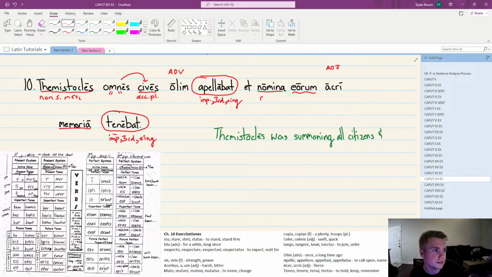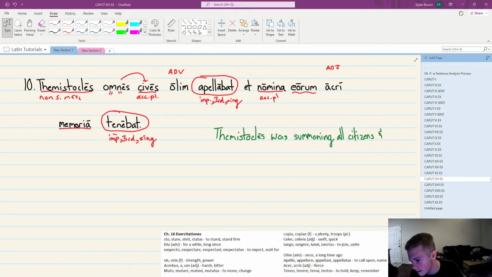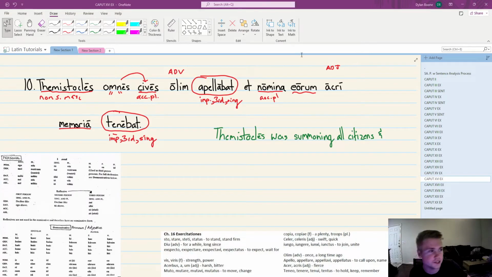We know our subject is singular. Easy enough, accusative plural. Eorum, we can look at the chart, but you should be able to hopefully pick out that that's a genitive plural. Masculine, genitive plural. Actually, it might be. It's both masculine and neuter, genitive plural. Yeah, my bad. It's both masculine and neuter, genitive plural. Which makes sense, right? We have this neuter noun right next to it.